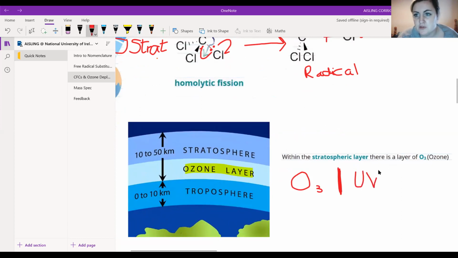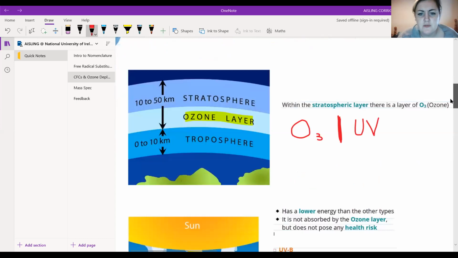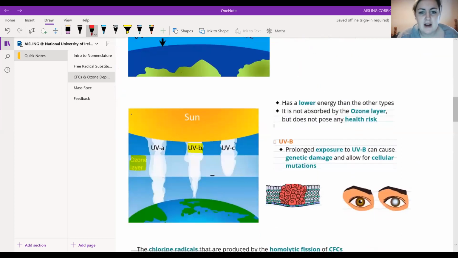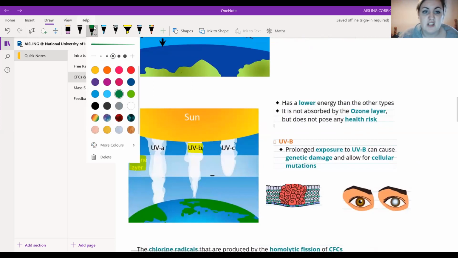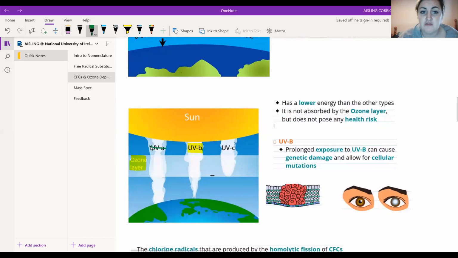Very, very important. What about this UV light? There are 3 different types, A, B, and C. A being, I suppose, not dangerous at all, and C being extremely fatal.